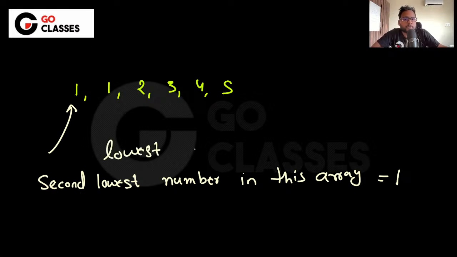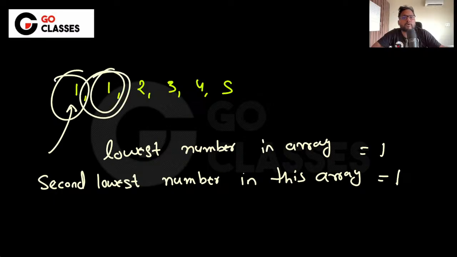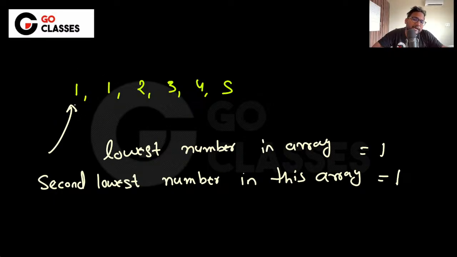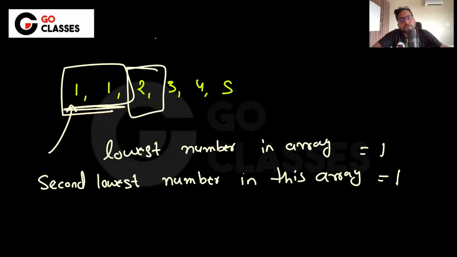Lowest number in the array is also 1. But second lowest is also 1. This is lowest. This is also second lowest. So basically lowest and second lowest are same here. This is the third lowest. This 2 is not the second lowest. This is third lowest.